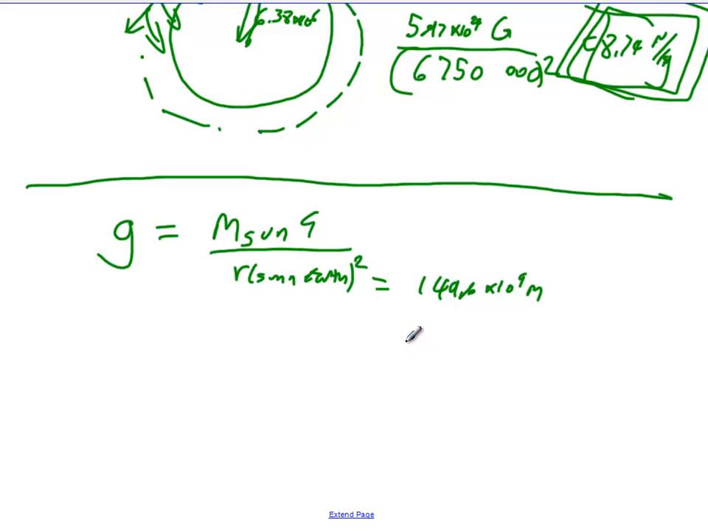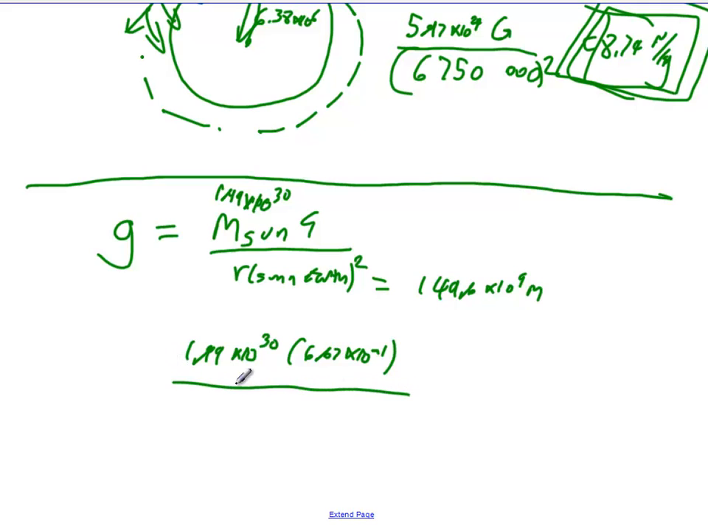And then we also want the mass of the sun. The mass of the sun is 1.99 times 10 to the 30th kilograms. Okay, so the sun is fairly large. All right, so let's see, how big is g? So I have 1.99 times 10 to the 30th times 6.67 times 10 to the negative 11th divided by 149.6 times 10 to the 9th squared.